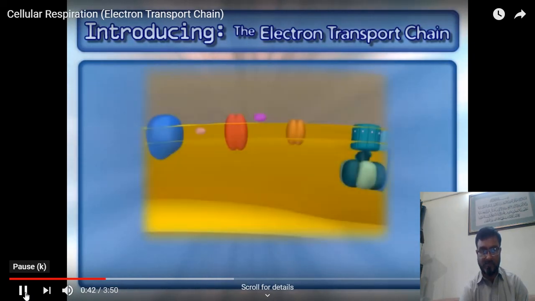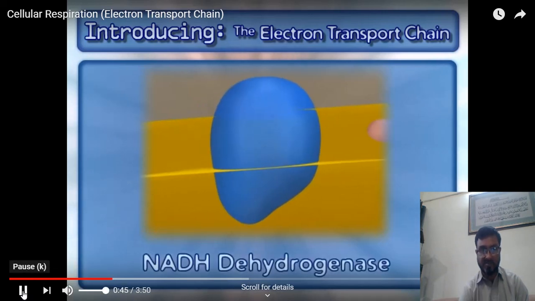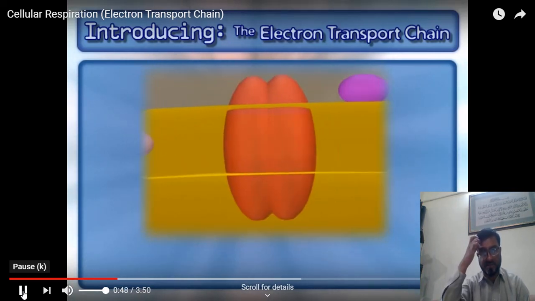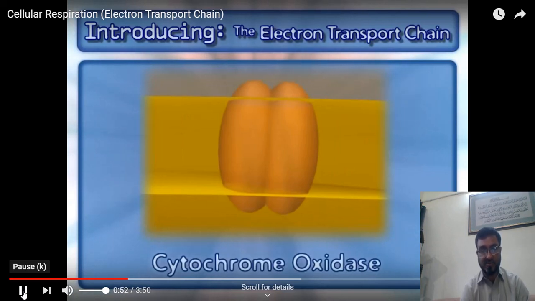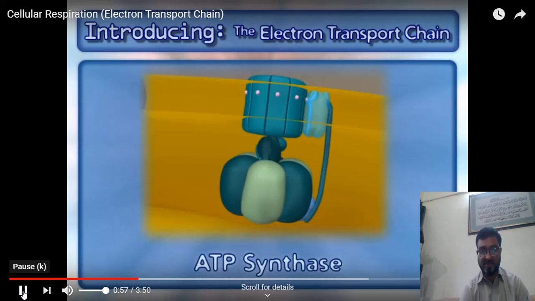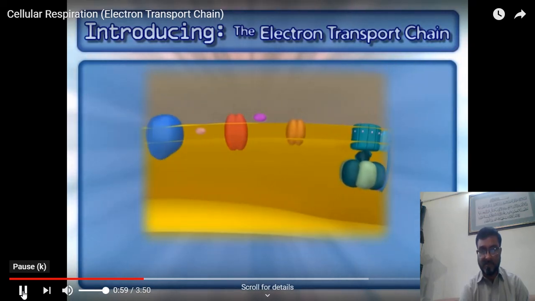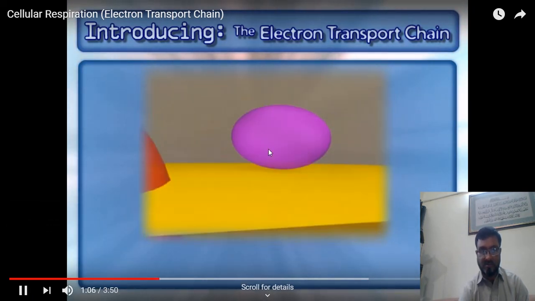The following complexes are found in the electron transport chain. NADH dehydrogenase. Cytochrome BC1. Cytochrome oxidase. And the complex that makes ATP, this is the ATP synthase. In addition to these complexes, two mobile carriers are also involved: ubiquinone and cytochrome C.